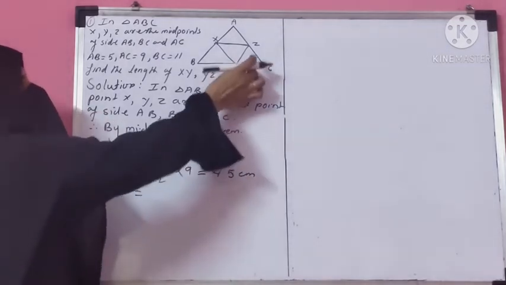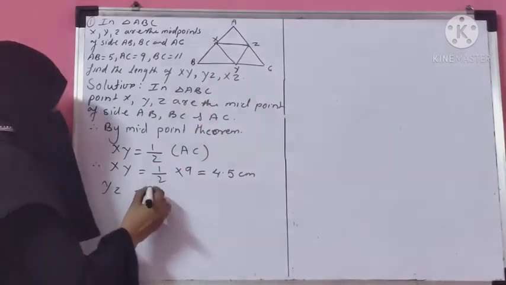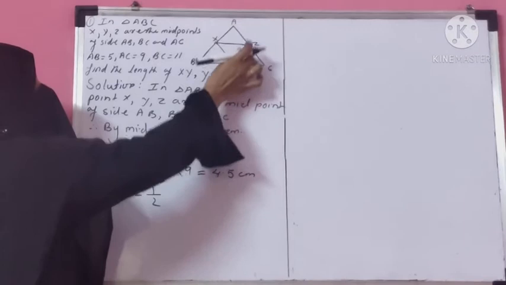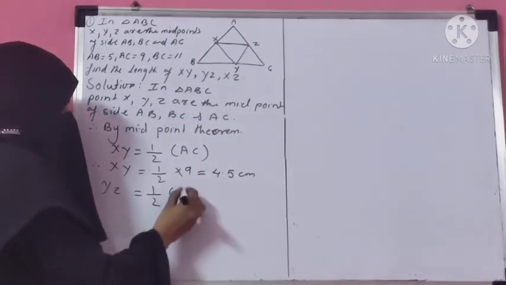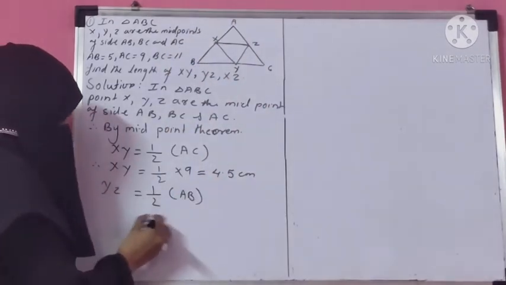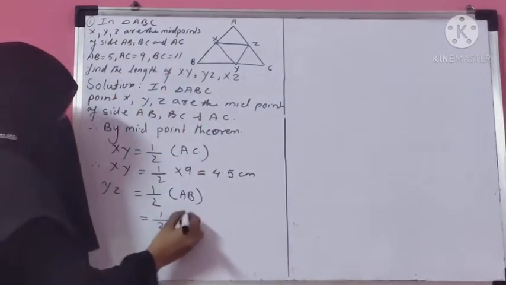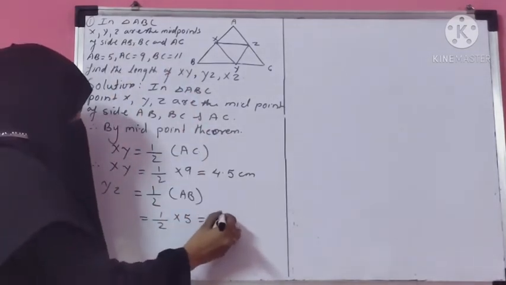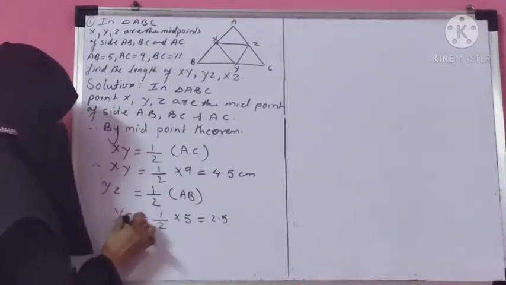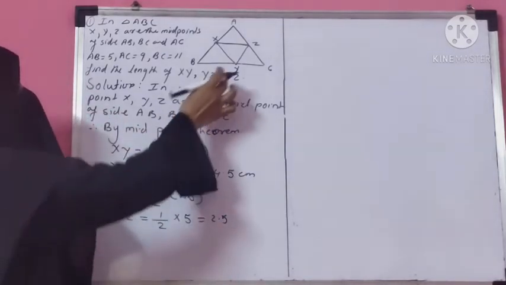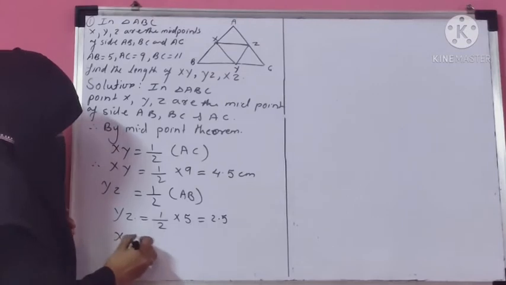Next you have to find YZ. YZ again is the segment which joins the midpoints. So it is half of the opposite side, which is AB. Half of AB. Substitute the value here. AB value is 5. So half of 5 is 2.5. So YZ is 2.5. Now the next is XZ.